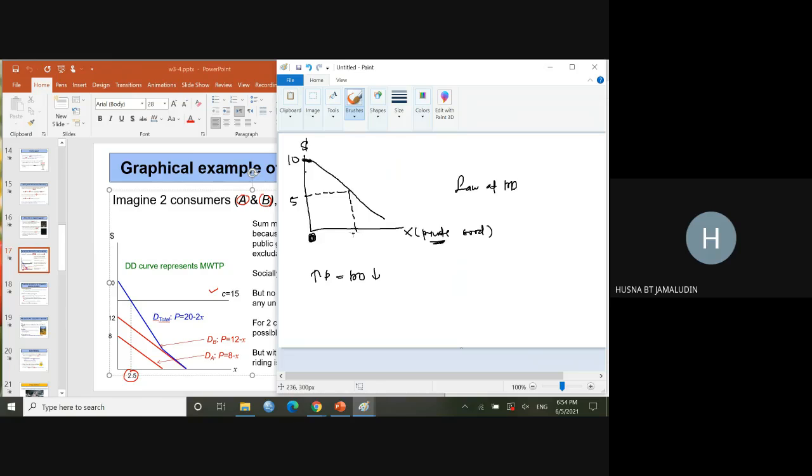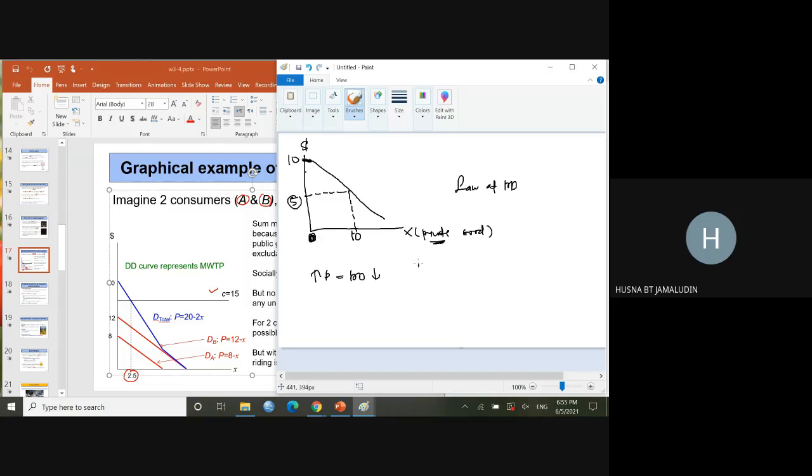For instance, 10 people will demand at this price. So the lower the price, the higher your demand, right? The higher your quantity demanded. So this is the law of demand. It means that the lower the price, the higher your demand for private goods. How about the public good?